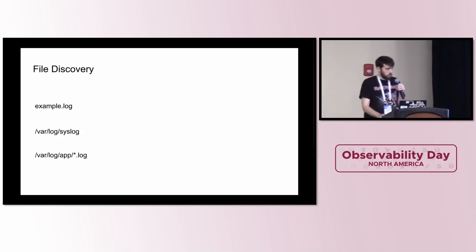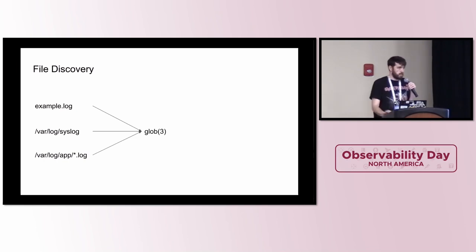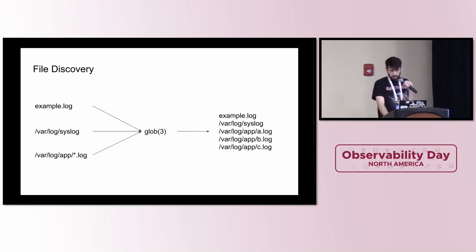File discovery, probably the easiest section. You might start with a list of paths that the user wants to monitor. These can be relative or absolute paths to specific files or wildcards, and these are in libc glob format. I think they manually re-implement it for Windows, but for the most part, it's relatively the same thing. Once Fluent Bit's run through all these, it will have a list of file paths that it's going to be collecting from, but this is not enough information.